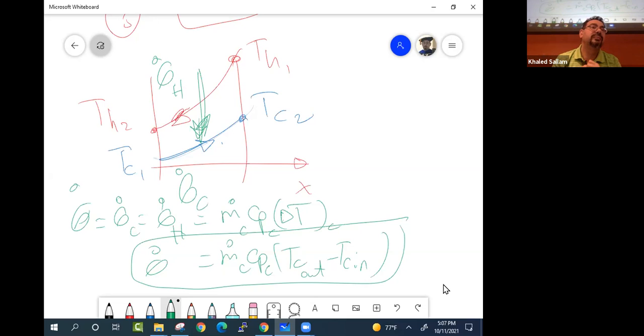Because we're adding make up water. Make up water to the condenser? No, there is no make up water in the condenser. That's not a cooling tower. That's a condenser. We don't add make up water.